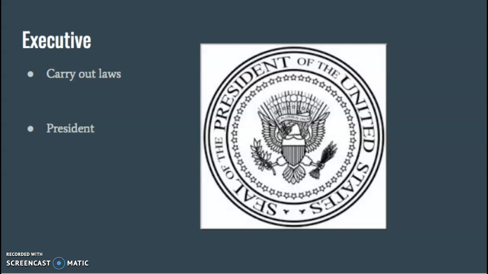Additionally, the president commands the military, and he can also veto laws. So that is the 3 branches of government.